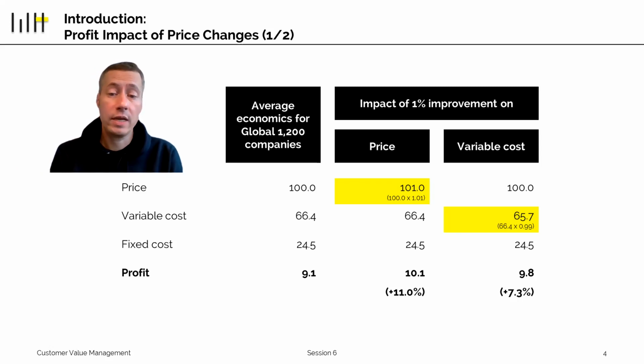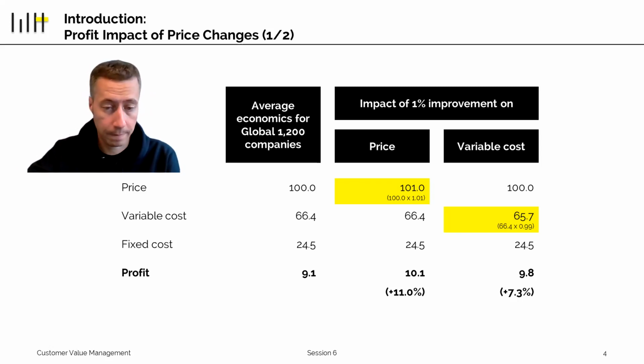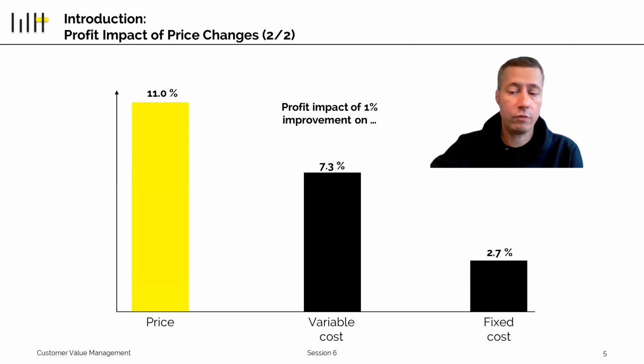If, on the other hand, we improve variable cost by 1%, which means we decrease it from 66.4 to 65.7, we only increase profit by 0.7, from 9.1 to 9.8, which is a 7.3% increase. And if you would have changed fixed cost, the impact would have been even lower. It would have been a change of 2.7%. And it's really important to keep this in mind because it means that price changes have the strongest impact on profit, which means we need to be very, very careful when we set prices.